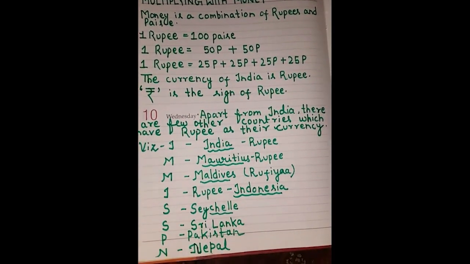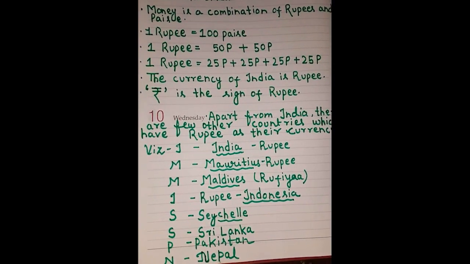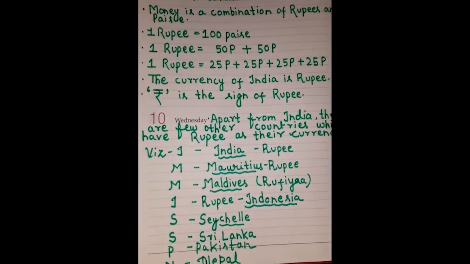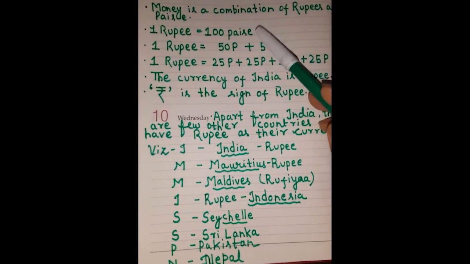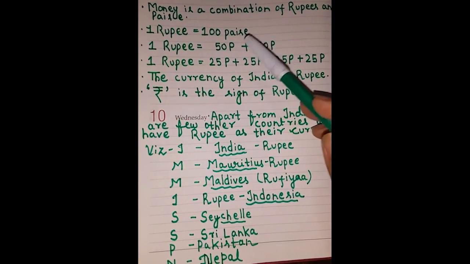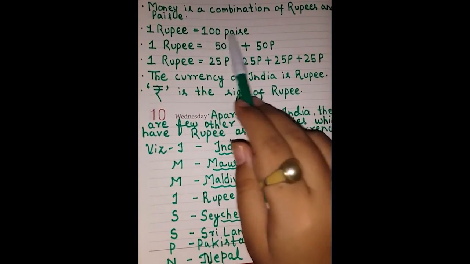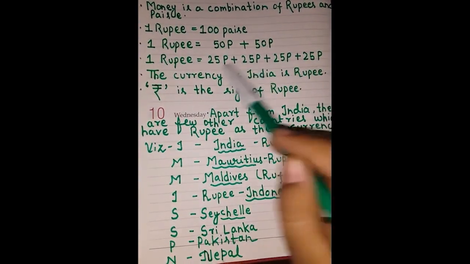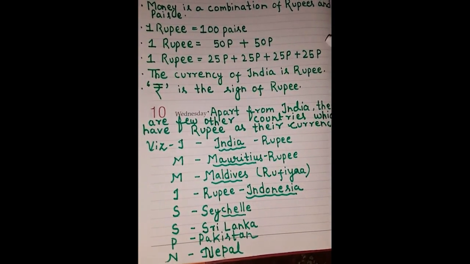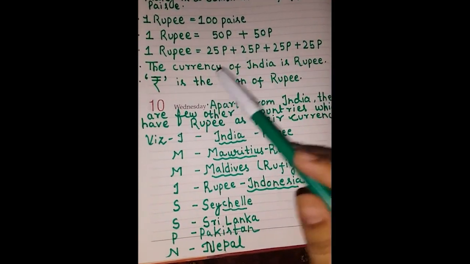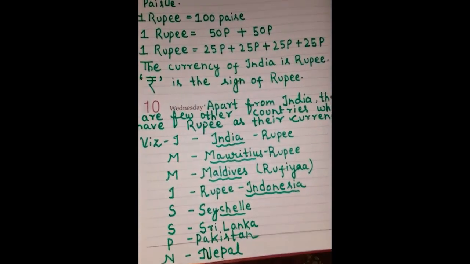Money is a combination of rupees and paise, right? Since the currency of India is the Indian rupee, and 1 rupee is equal to 100 paise. When this 100 paise is divided into two parts, you will have two 50 paise coins, and when it is divided into 4 equal parts, you will have four 25 paise coins. The currency of India is the rupee, and this is the sign of the rupee.